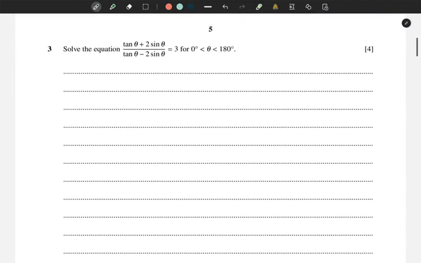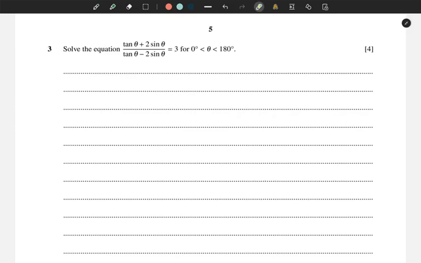So moving on to the next question. We are asked to solve tan theta plus 2 sin theta over tan theta minus 2 sin theta equals 3, for the domain 0 to 180 degrees. What we're going to do here is express this equation in terms of one trigonometric ratio, or two at maximum.